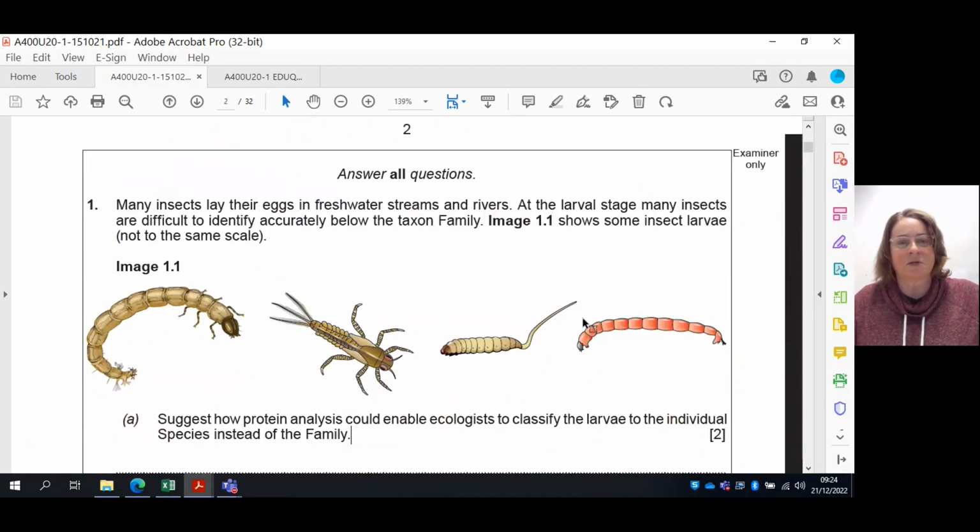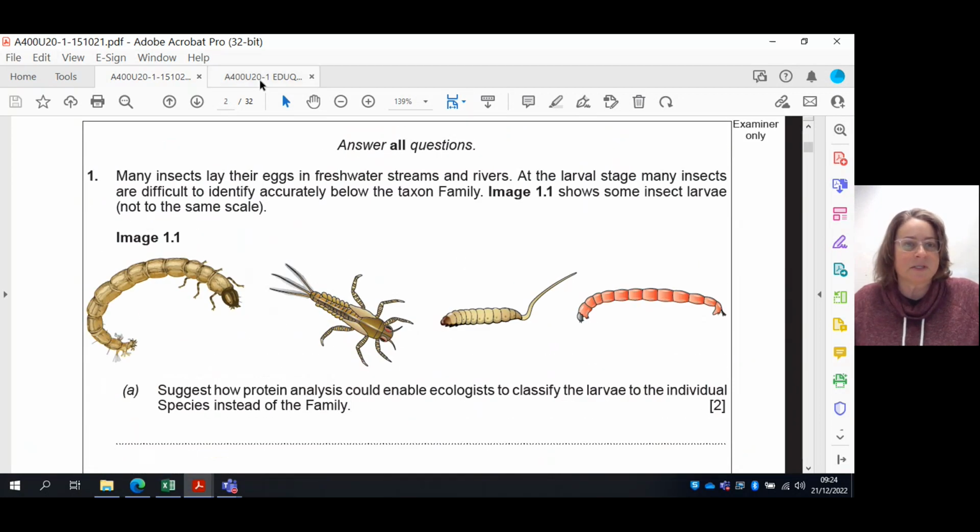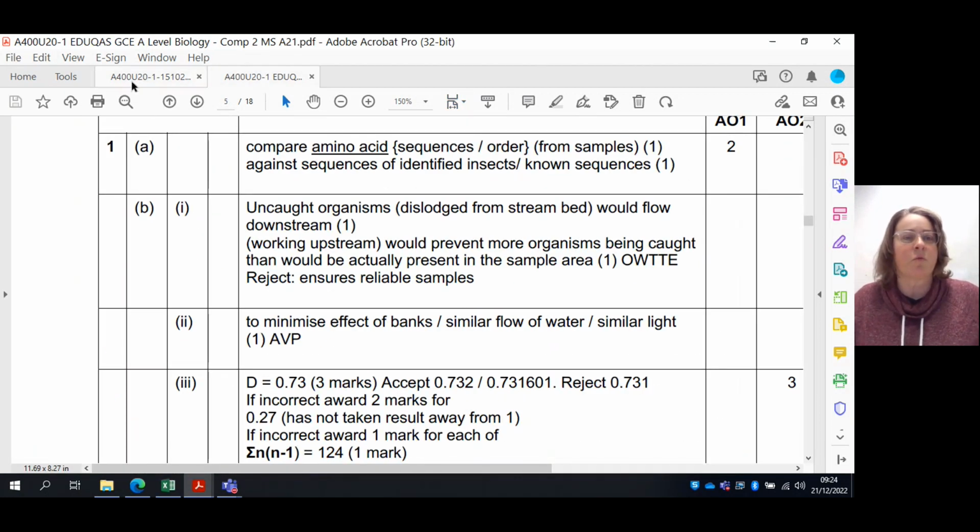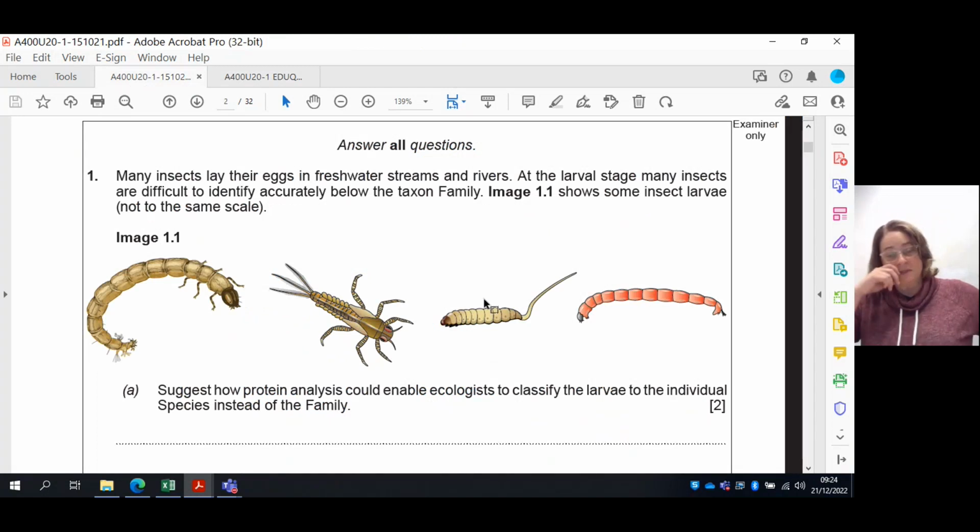I'm going to go through question by question, flicking over to the mark scheme all along so that you know what wording we're going to need to hit. It's a jumping the hoops exercise. You need to know where your hoops are.